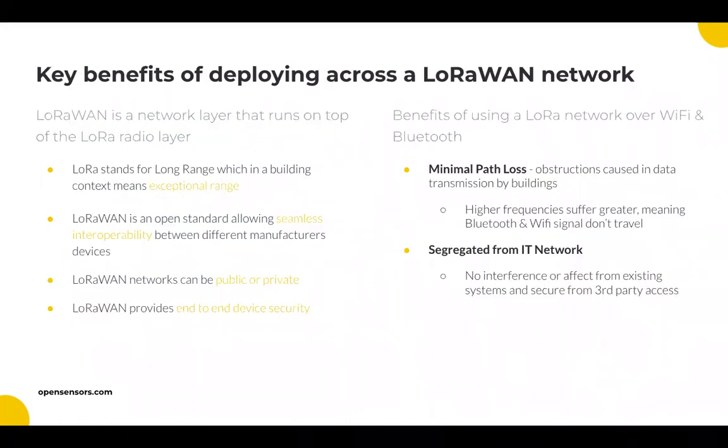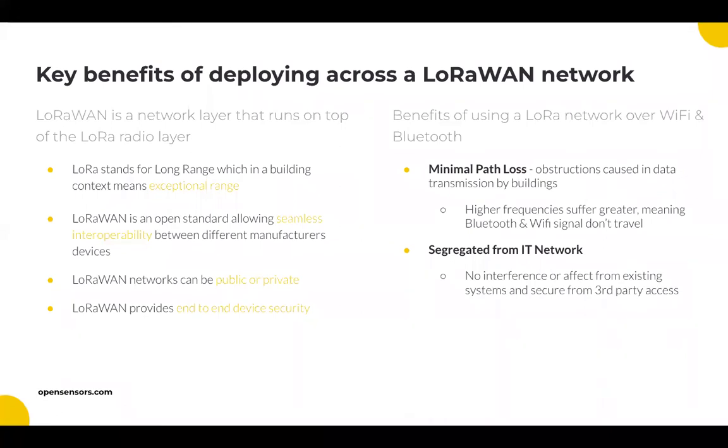Moving on to the actual network side of things now. We deploy across LoRaWAN. LoRa stands for long range, and it's over radio waves, which means that they go significantly further than Wi-Fi or Bluetooth because they have a lower frequency. And this means that there's less of what we call path loss, which is to do with the natural obstructions that the buildings themselves pose to data transmission. So big elevator columns, thick walls, that kind of thing.